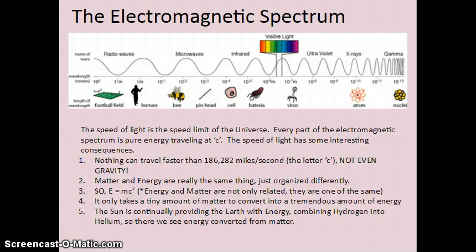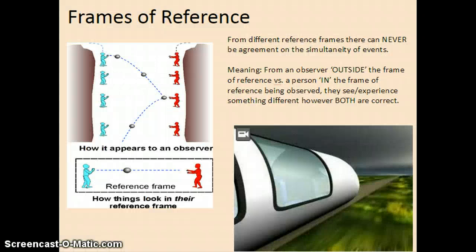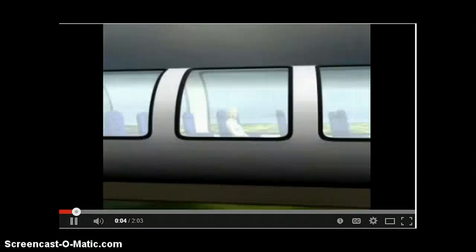So here's where things begin to take off. We're going to need to make sure as we're learning relativity, we have to focus on what's called a frame of reference. So we're going to have an opportunity here to view a video on simultaneity. And I'm going to make sure that you understand that from different reference frames, there can never be agreement on the simultaneity of events. Meaning an observer outside the frame of reference compared to a person in the frame of reference will both experience and view something different. However, both are correct. Here goes.